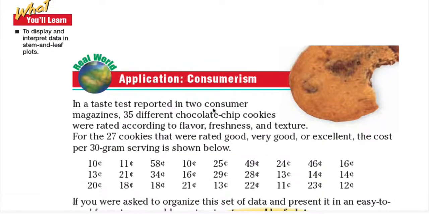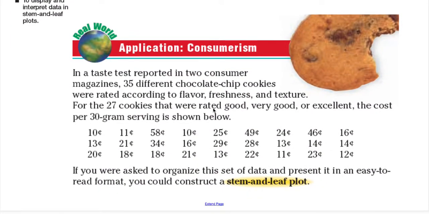Leaf plots. Let's take a look at this example. In a taste test reported in 2 consumer magazines, 35 chocolate chip cookies were rated according to flavor, freshness, and texture. For the 27 cookies that were rated good, very good, or excellent, the cost per 30-gram serving is shown below. And these are the costs for all the 27 cookies, ranging from 10 cents, listed all the way down here to 12 cents.